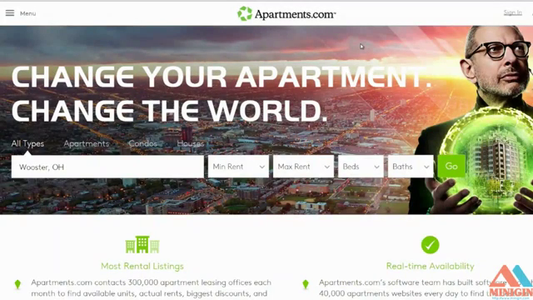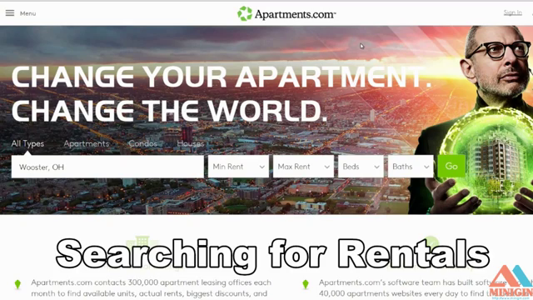Today we are going to learn how to search for an apartment. We're going to use the website apartments.com. I really like this website because it is easy to navigate. It's easy to find what you need. It's easy to use their filters and to narrow down your search to exactly what you're looking for.